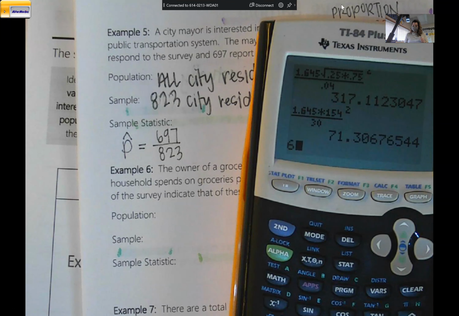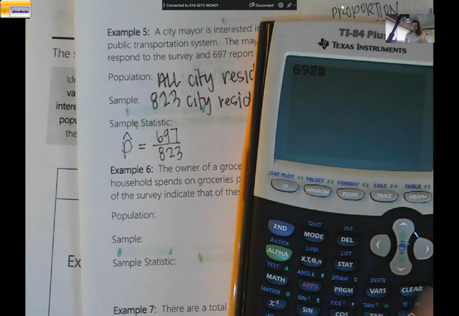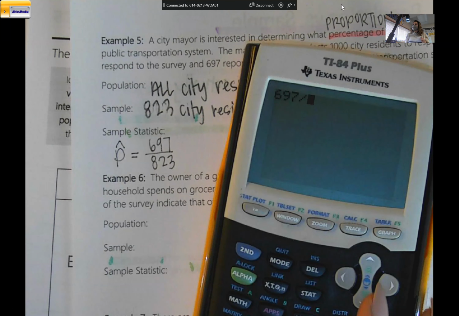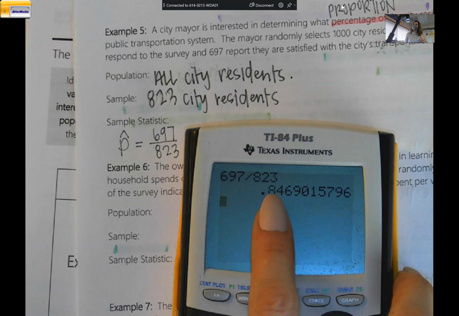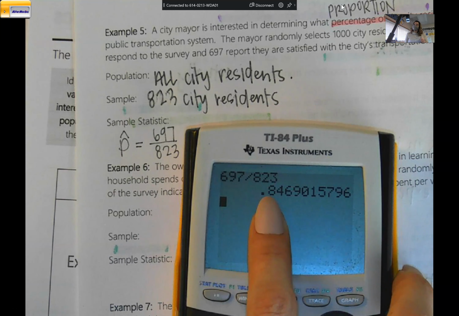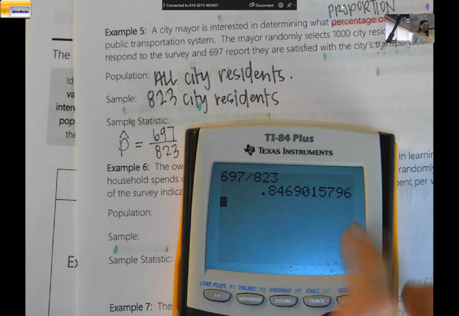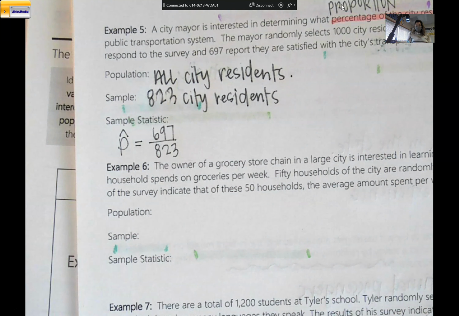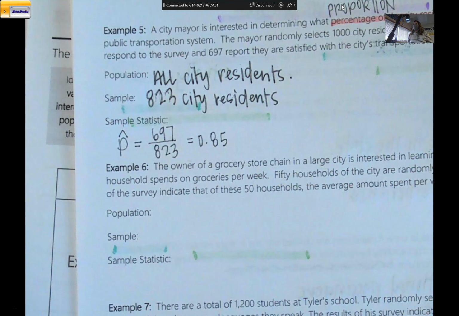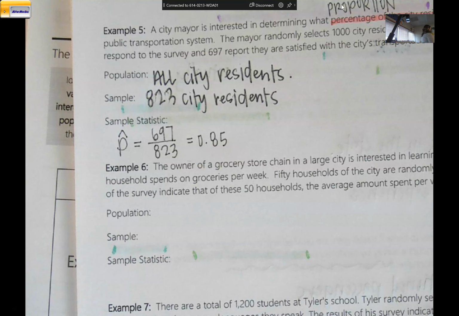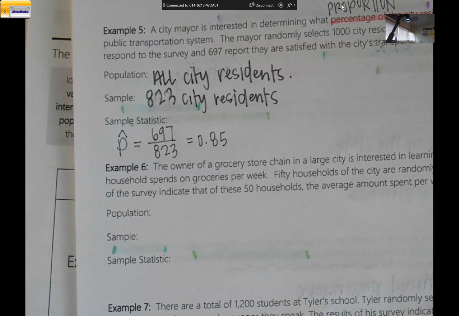So we would do 697 divided by 823, and that would give us 85%. So we're going to round to 2 decimal places. This would be 0.85. So I'm going to write that as 0.85. So our sample statistic is that 85% are satisfied with the city's transportation.